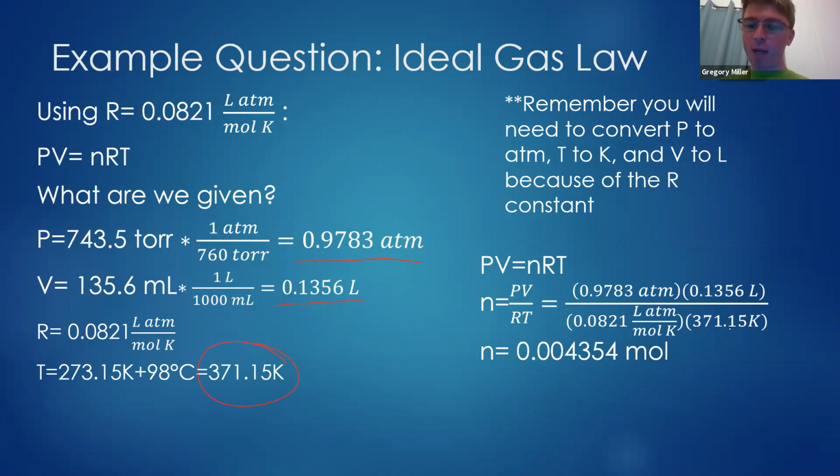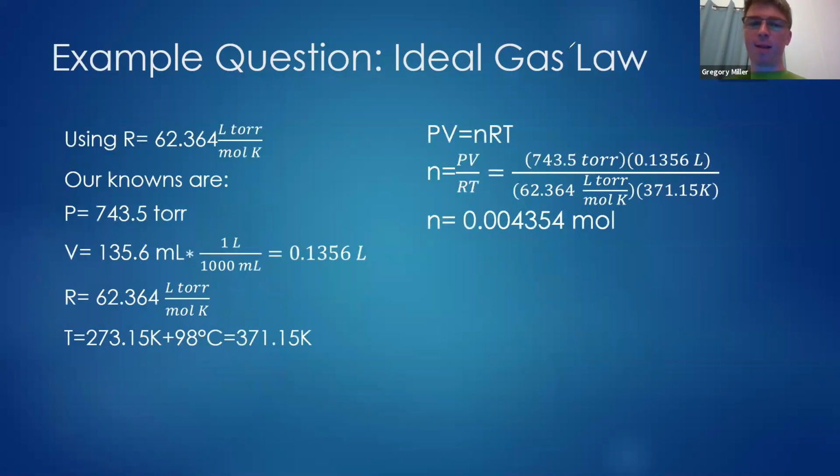We plug everything in. We get 0.004354 moles. And you can rearrange the gas law so that all of your values are on one side and your moles get left over. So that's using one of our ideal gas law constants.